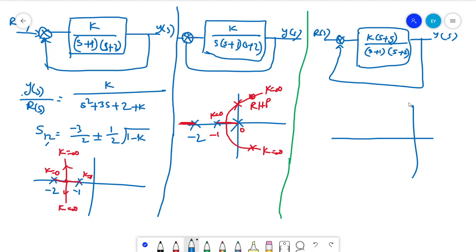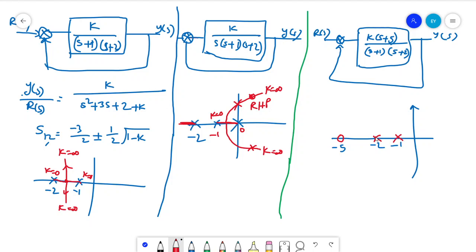Pole will be at -1, at -2, at -5, 0. Okay, this is at 0. This is 0. This is pole. This is another pole.